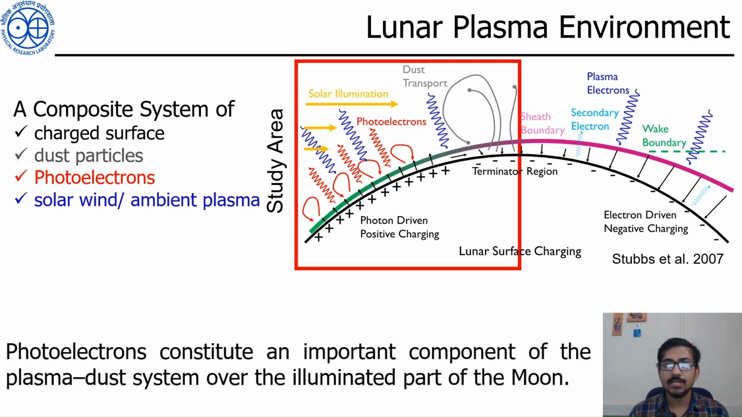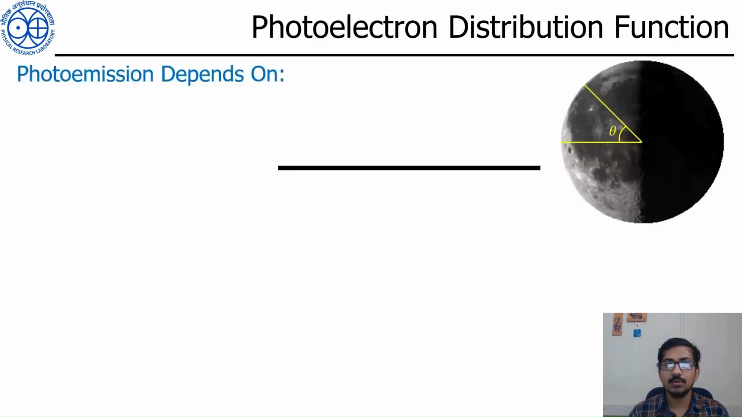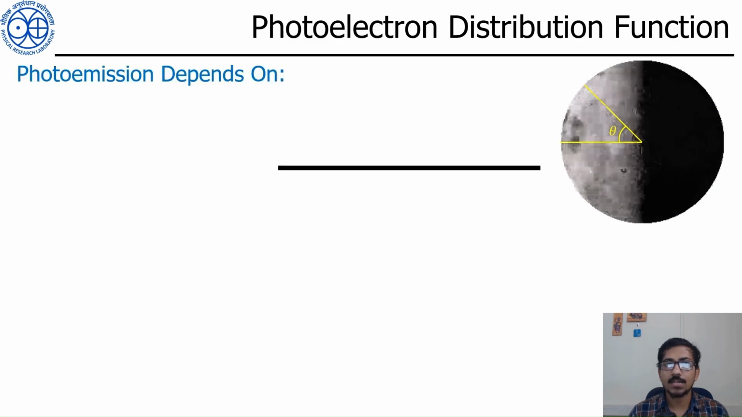Therefore, understanding the generation and energy distribution of photoelectrons from the lunar surface is crucial for studying the complex electrostatic environment surrounding the sunlit moon. To understand the photoelectron generation, consider the black line as a lunar surface.